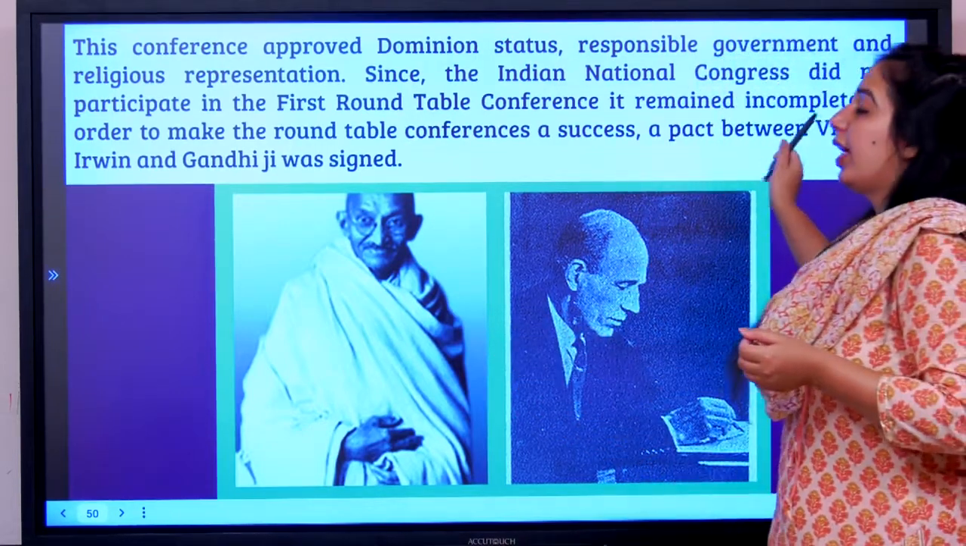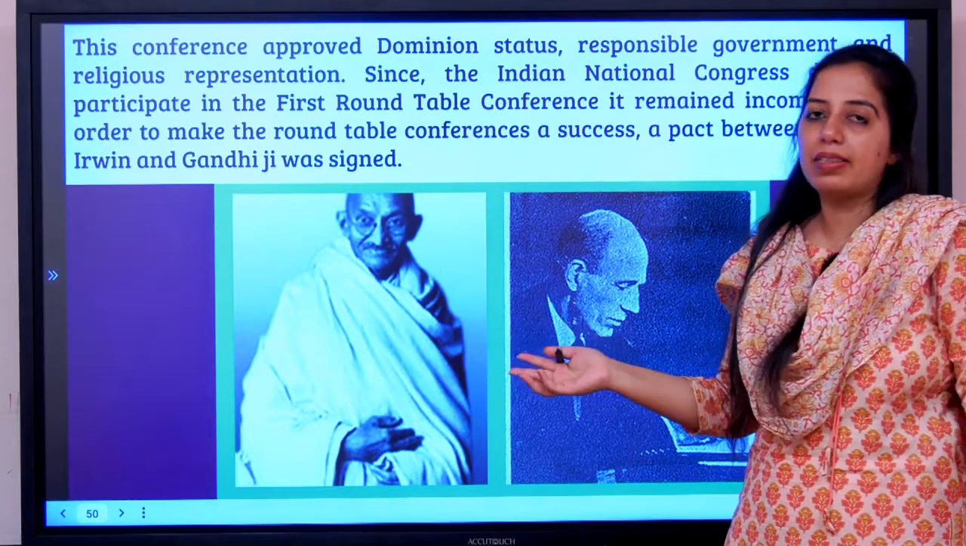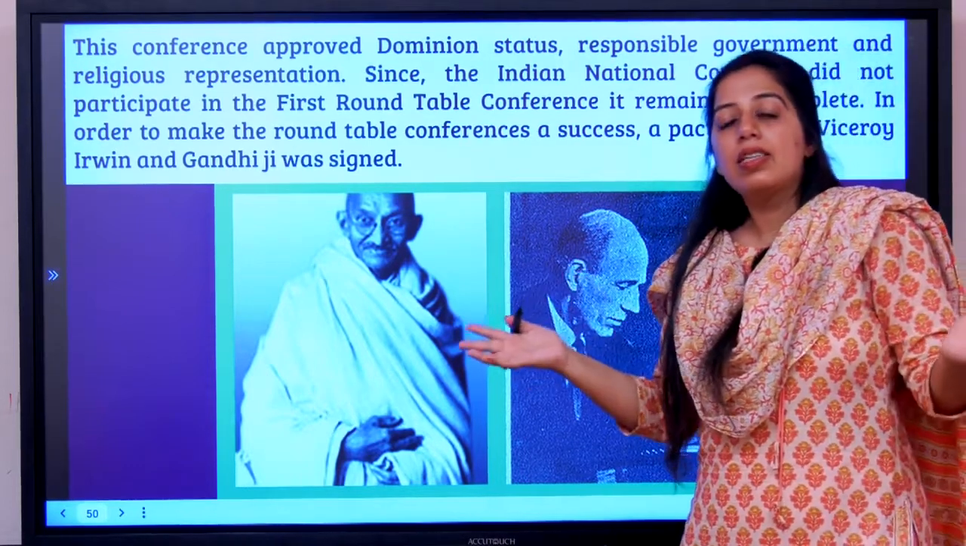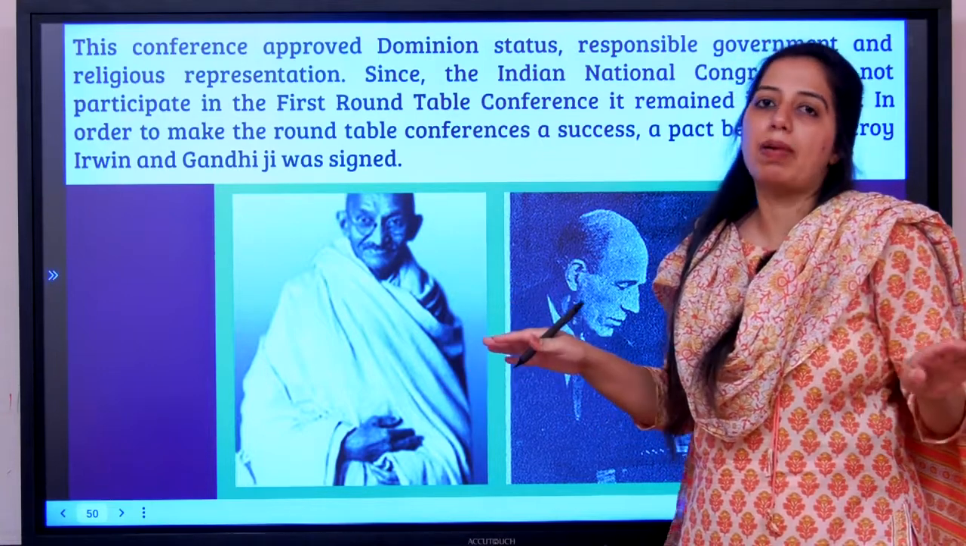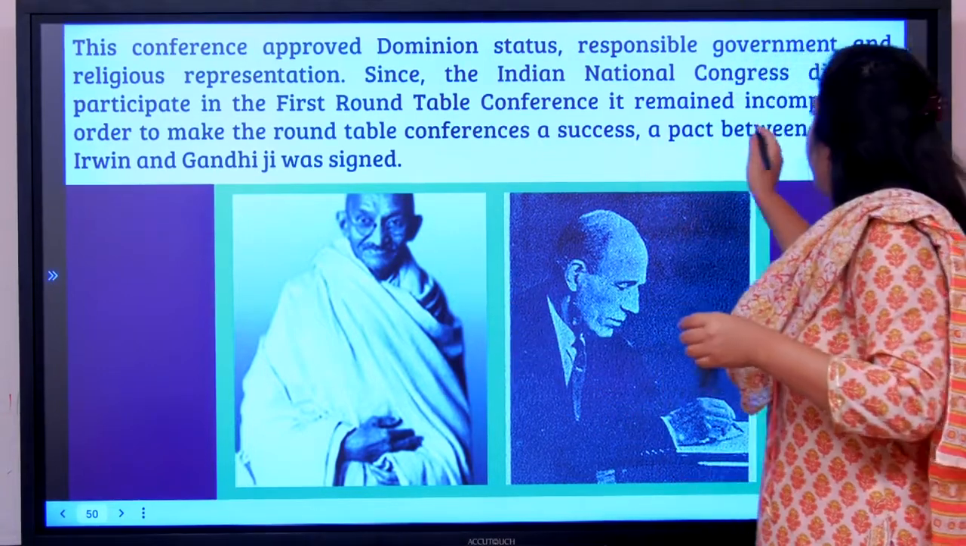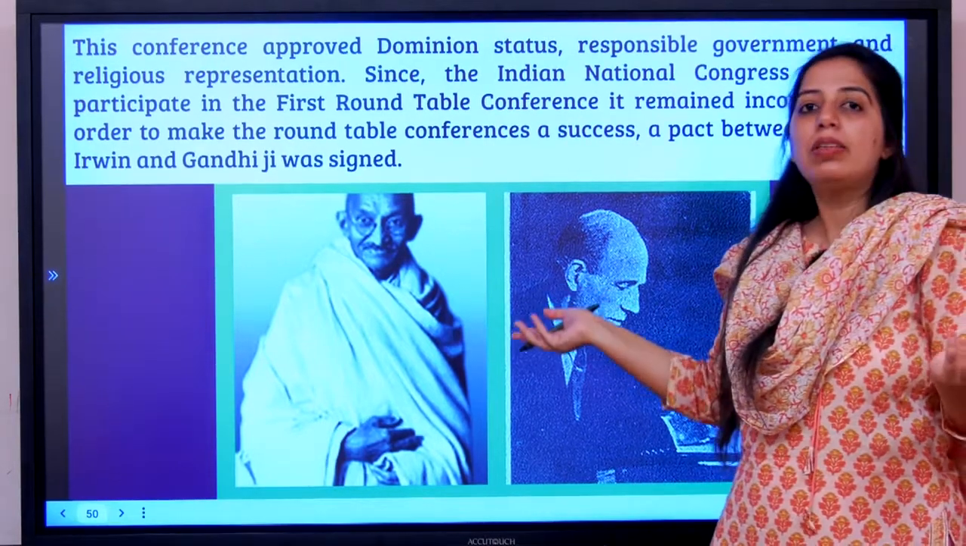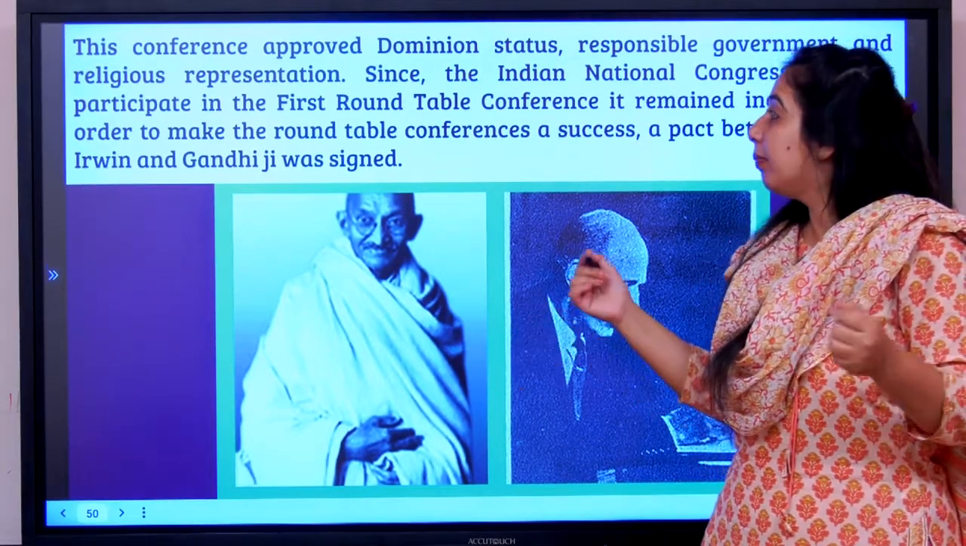The Indian National Congress did not participate. The Indian National Congress represented the majority of the Indians and they said we are not participating. It remained incomplete. Without them, how can it be considered complete?